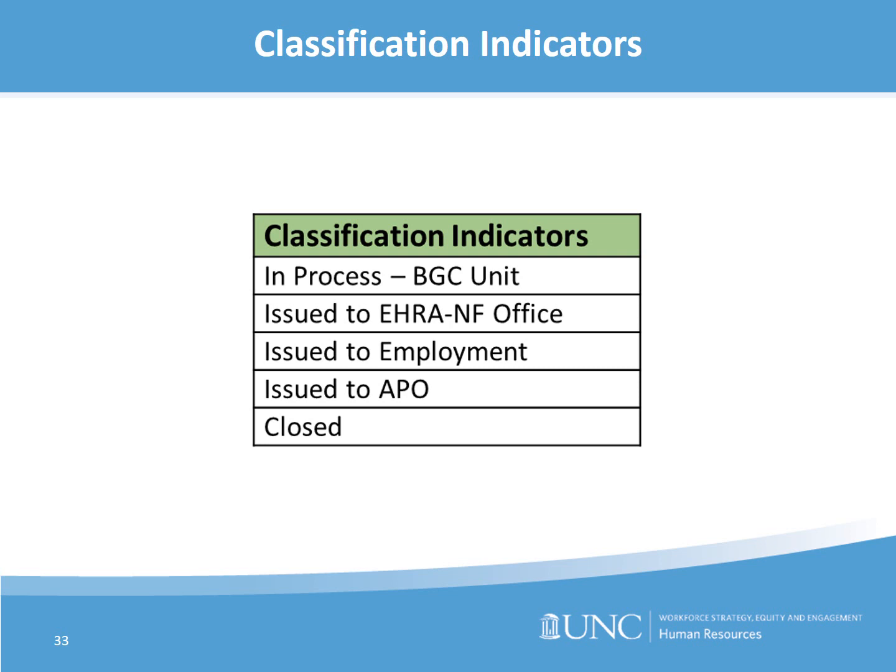The background check has been forwarded to the EHRA Non-Faculty HR Consultant for review. Issued to Employment: the background check has been forwarded to the Employment Consultant for review. Issued to Academic Personnel Office, or APO: the background check has been forwarded to the Academic Personnel Office for review. Closed: the background check is complete, and the results summary page is available in the CastleBranch system.